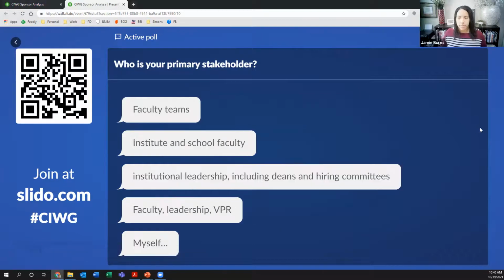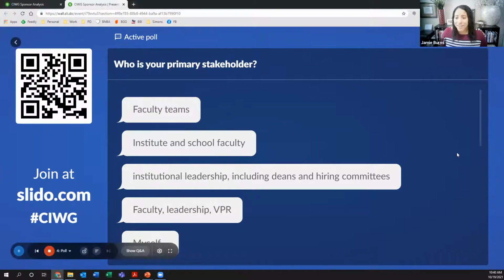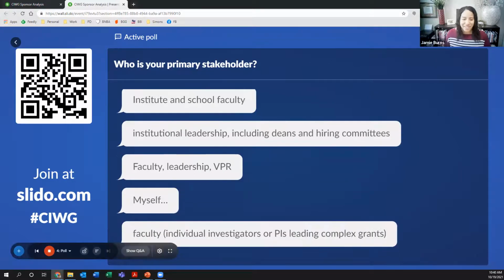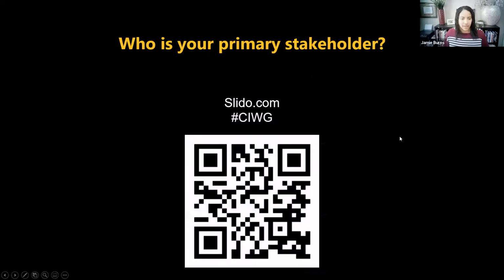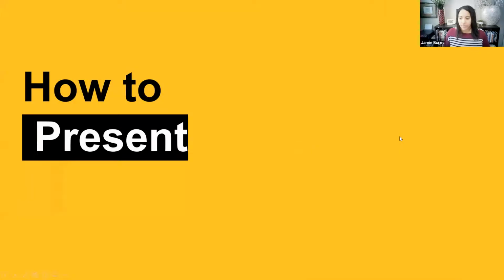So seeing a mix of answers between faculty and leadership, it looks like primarily faculty teams. So that's really great. I do like the answer myself. You've got to learn about a sponsor too. So that's helpful. That's great. All right, so with that, it seems like we have some similar audiences. So we'll go through how you present this information depending on your audience.